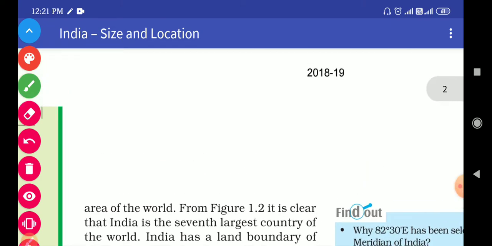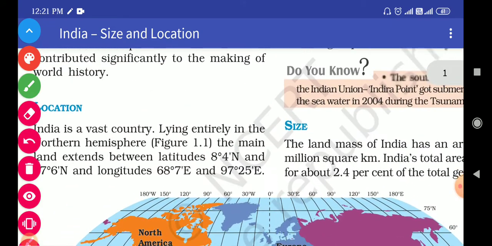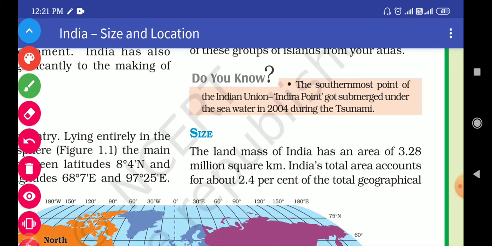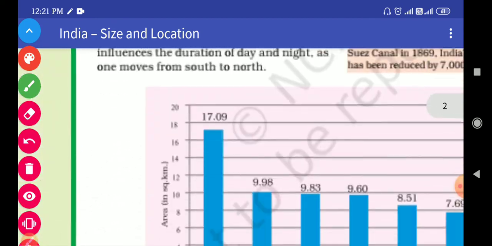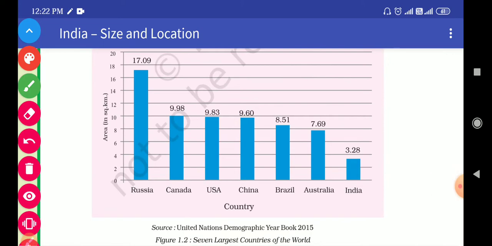So we have to understand this paragraph. Basically, in this paragraph it is mentioned what the size of India is on the world map, with all the details. In order to understand, we can take the help of this figure. Here you can clearly see that India stands at the 7th position according to area. The first one is Russia, second is Canada, third is USA, fourth is China, fifth Brazil, sixth Australia, and seventh India.